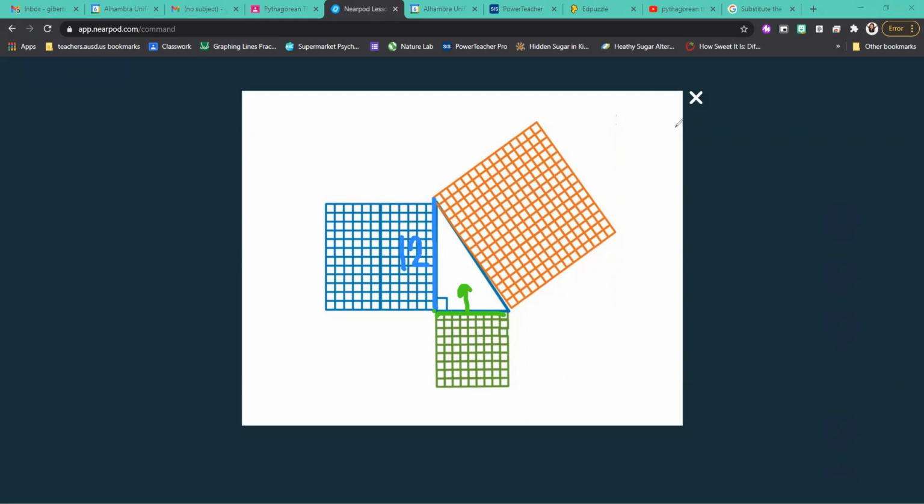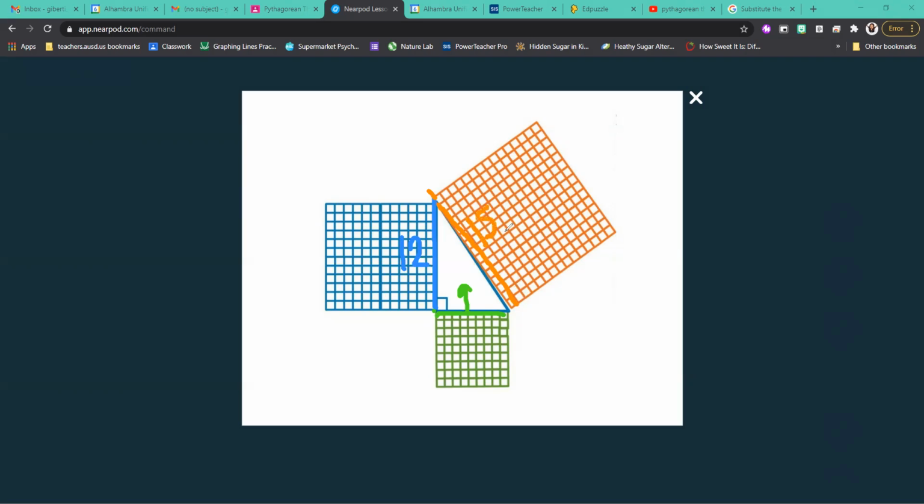So this is 12. All right. And if I look at the orange side, what is the length here? Whoops. Just pretend that's on the line. How many squares is that one? 15. Thank you. Okay, so we know that this is 15.